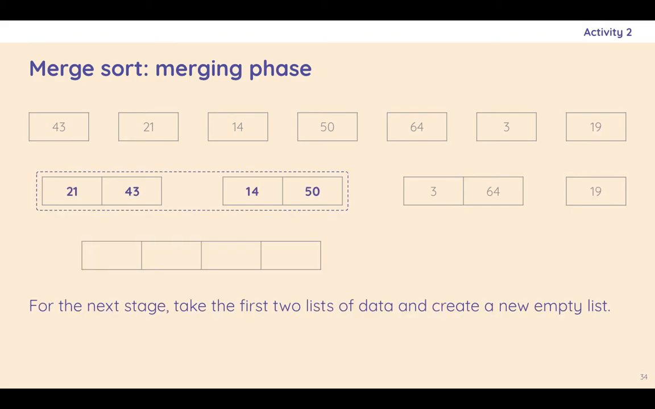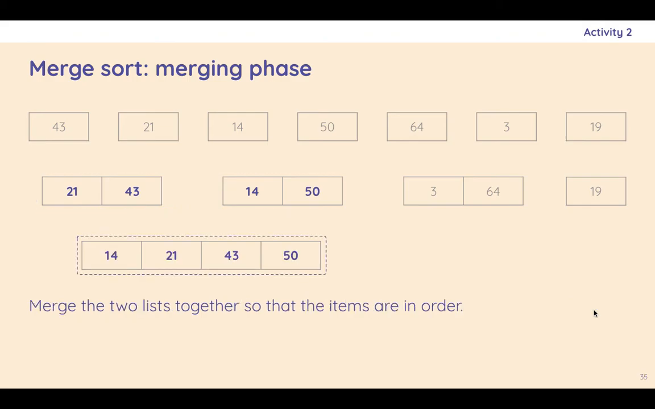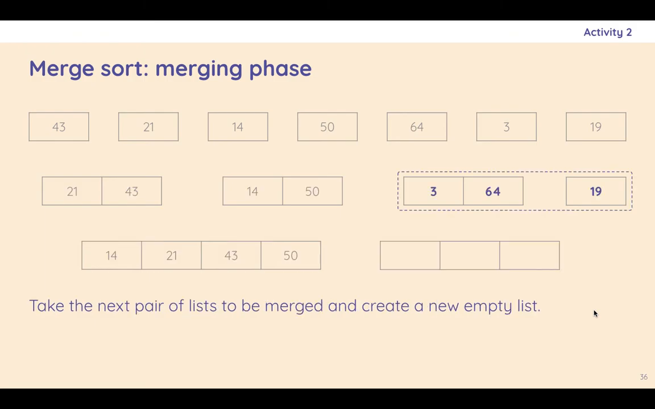We now go down a layer. We've got 2 sublists. 21 and 43 are in 1 list. They are now in order. 14 and 50, they are now in order. We now need to merge those into 1 list of 4 items. So the 14 is going to come first, then the 21, then the 43, then the 50. That's the same thing we did with the cards. So it just takes items off of the sublists and assembles them into that sorted list. Same thing with the other 2 sublists.